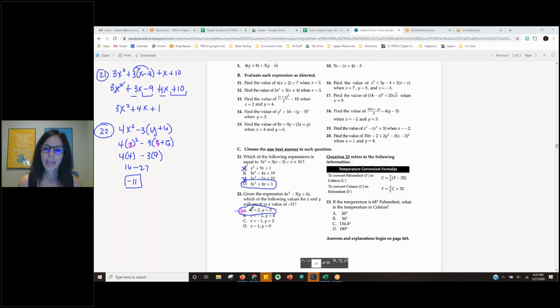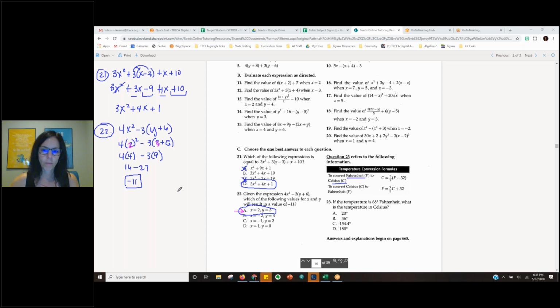Number 23. If the temperature is 68 degrees Fahrenheit, what's the temperature in Celsius? Look at the conversions above. The temperature is 68 degrees Fahrenheit. What is it in Celsius? So the first formula says to convert Fahrenheit to Celsius. The second one says to convert Celsius to Fahrenheit. We want the first one. We want to go from Fahrenheit to Celsius.